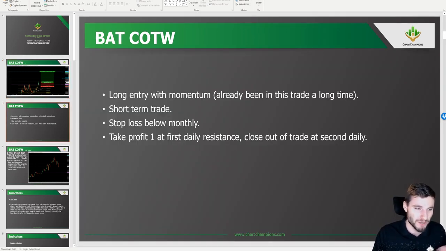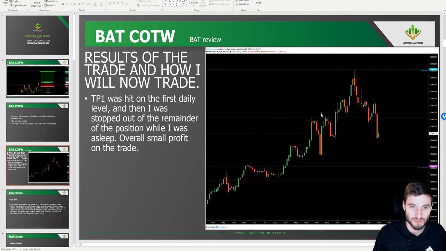So yeah, stop loss below the monthly, but mentally moving up basically with higher lows. And take profit one at the first daily, resistance close out at the second daily. Okay, and now you can see this is the sort of review of how it's gone. So take profit one was hit on the first daily level. Okay, so we hit take profit one.